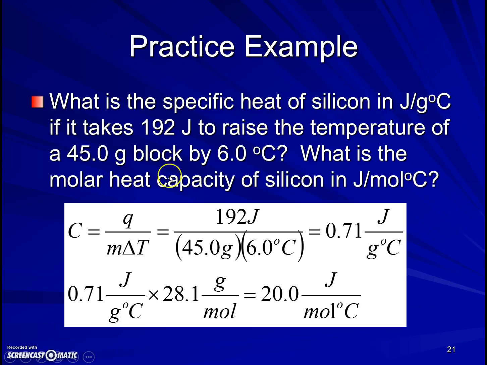So if we write that down, and we want molar heat capacity, or molar specific heat for silicon, then we have to convert that gram that's in joules per gram degree to moles, so that we'll get joules per mole degree, since that's the unit for molar heat capacity. And so the way to get grams to cancel in the denominator and get moles in the denominator is to multiply by molar mass. And the molar mass of silicon from the periodic table is 28.1. And 0.71 times 28.1 gives us 20 joules per mole degree.